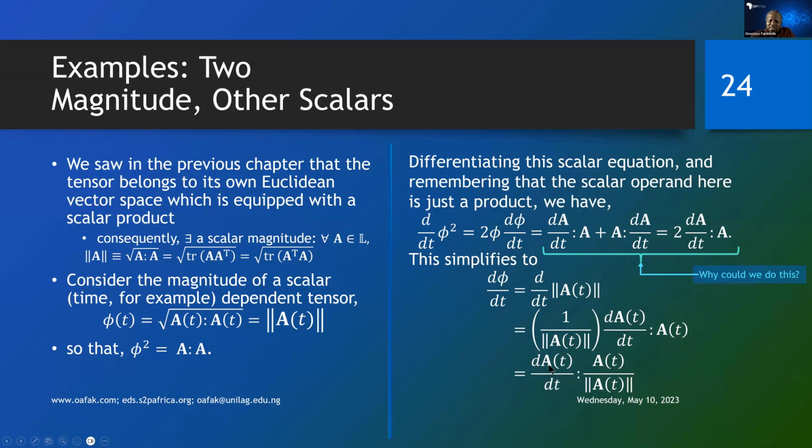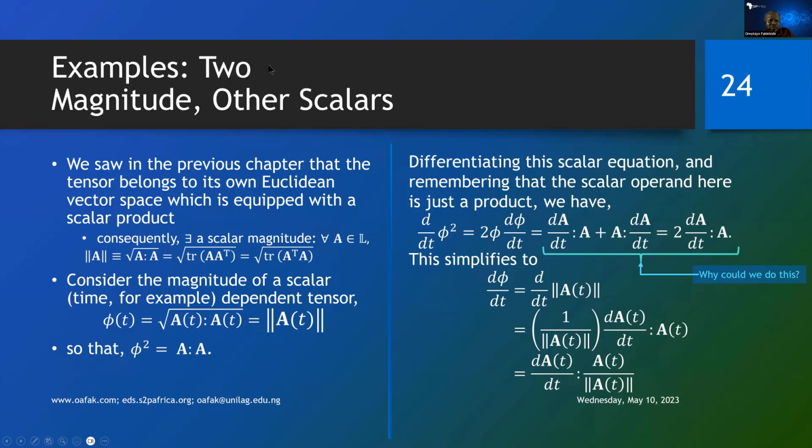So dA dt is still a tensor, so we can take a scalar product with A and divide by the magnitude of A to be consistent here. So that is another consequence we are able to find from there: that d dt of the trace is the trace of the d dt. That is the conclusion there.